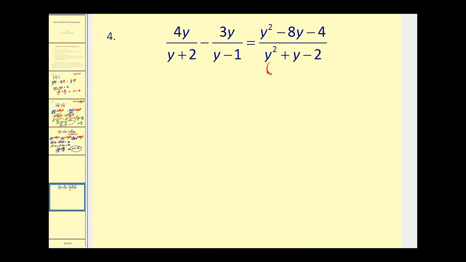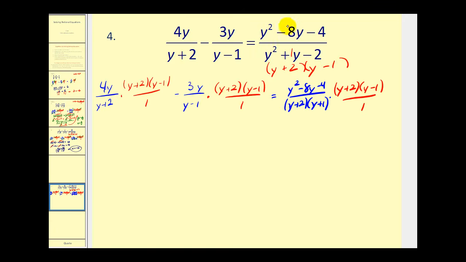Again, we're going to have to factor this denominator to determine the LCD. The factors of negative 2 that add to a positive 1, that would be plus 2 and minus 1. So looking at the factors of the denominators, we can see the LCD would be y plus 2 times y minus 1. So we'll multiply each rational expression by the LCD over 1. Again, in blue we have the original rational expressions, and then in red we have the LCD over 1.